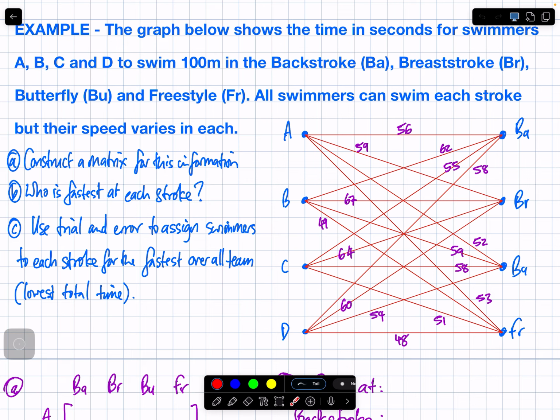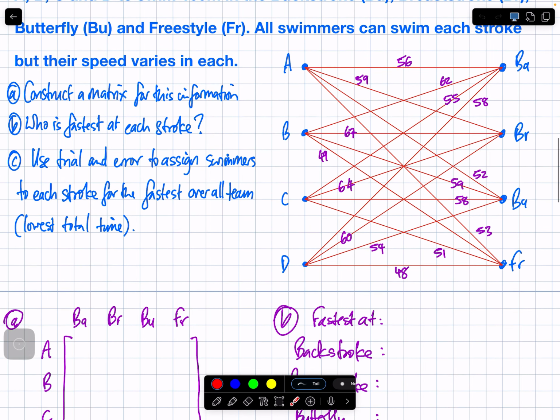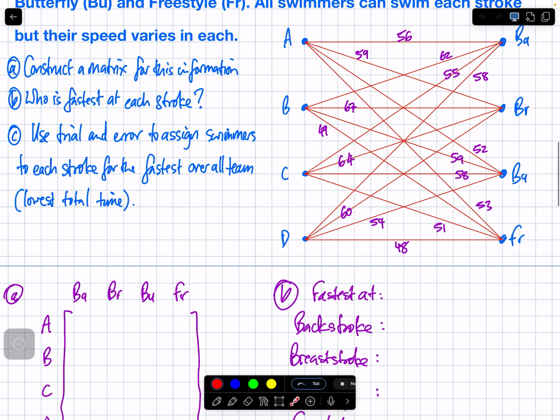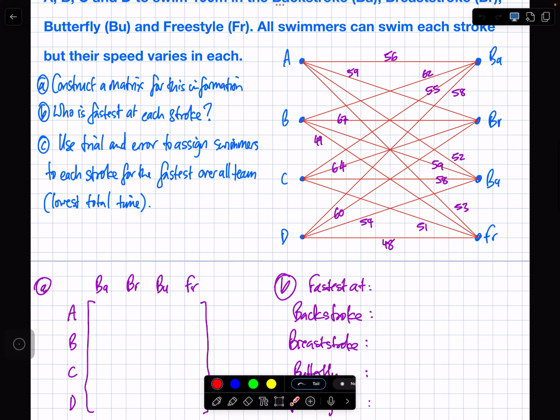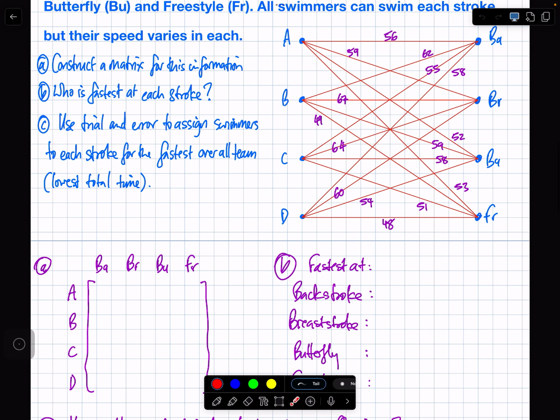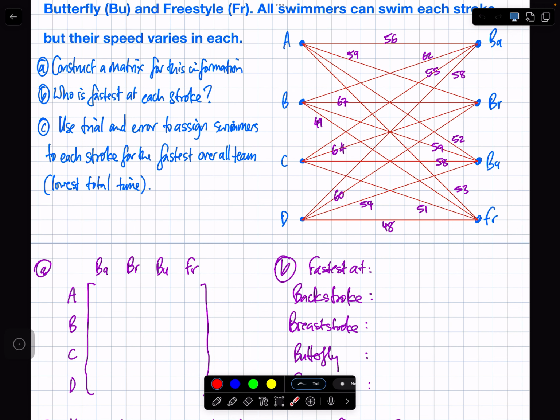So to introduce this idea, we're going to do these 3 steps in order. Construct a matrix for this information. So have that graph nearby so that you can see it. And we're going to try to fill in this matrix for that. Can you see that the rows in this matrix represent the swimmers A, B, C, and D, and the columns represent the different strokes? So what number am I looking at if I want to know what A's backstroke is? What number in that bipartite graph would that be referring to? 56. A takes 56 seconds to swim backstroke.